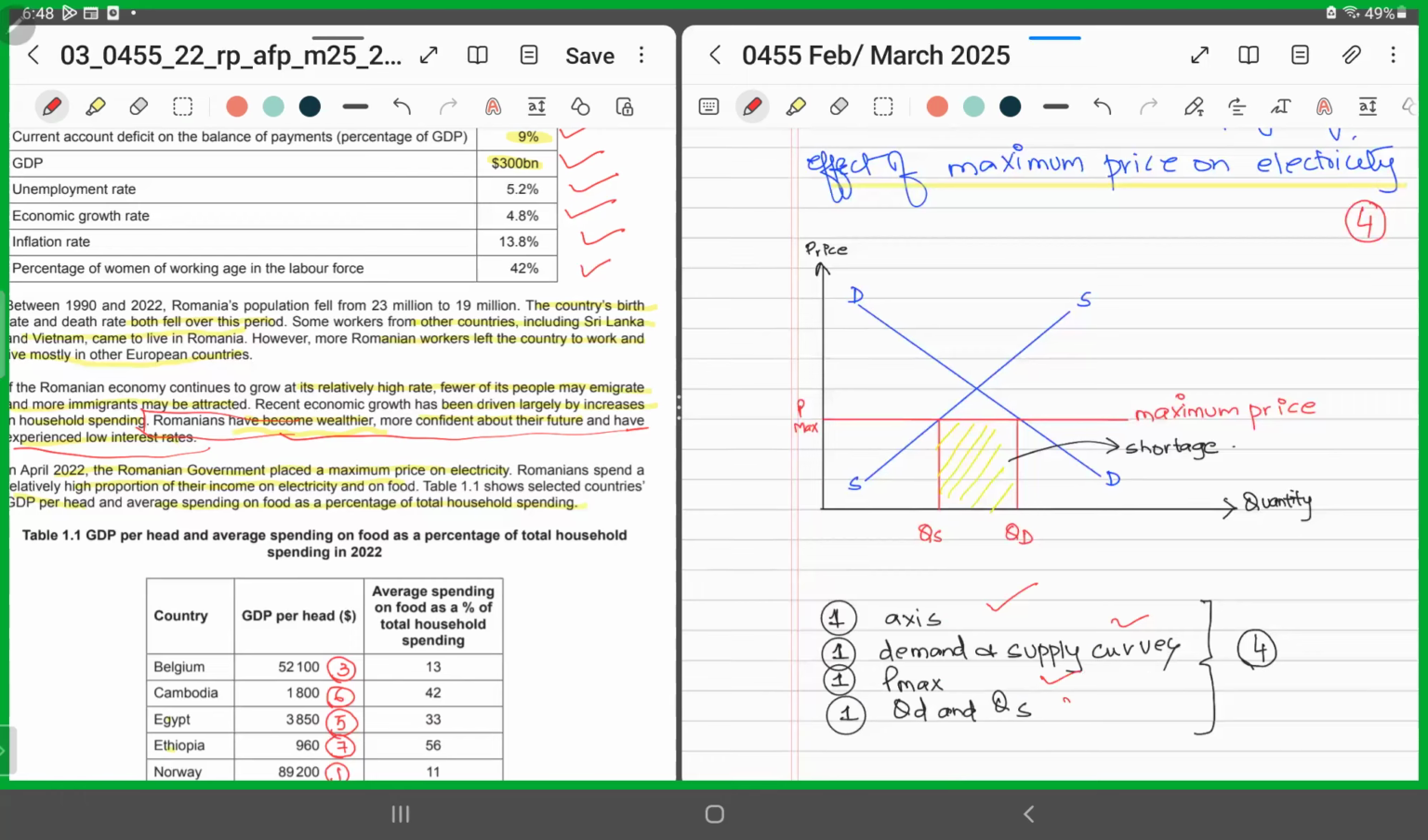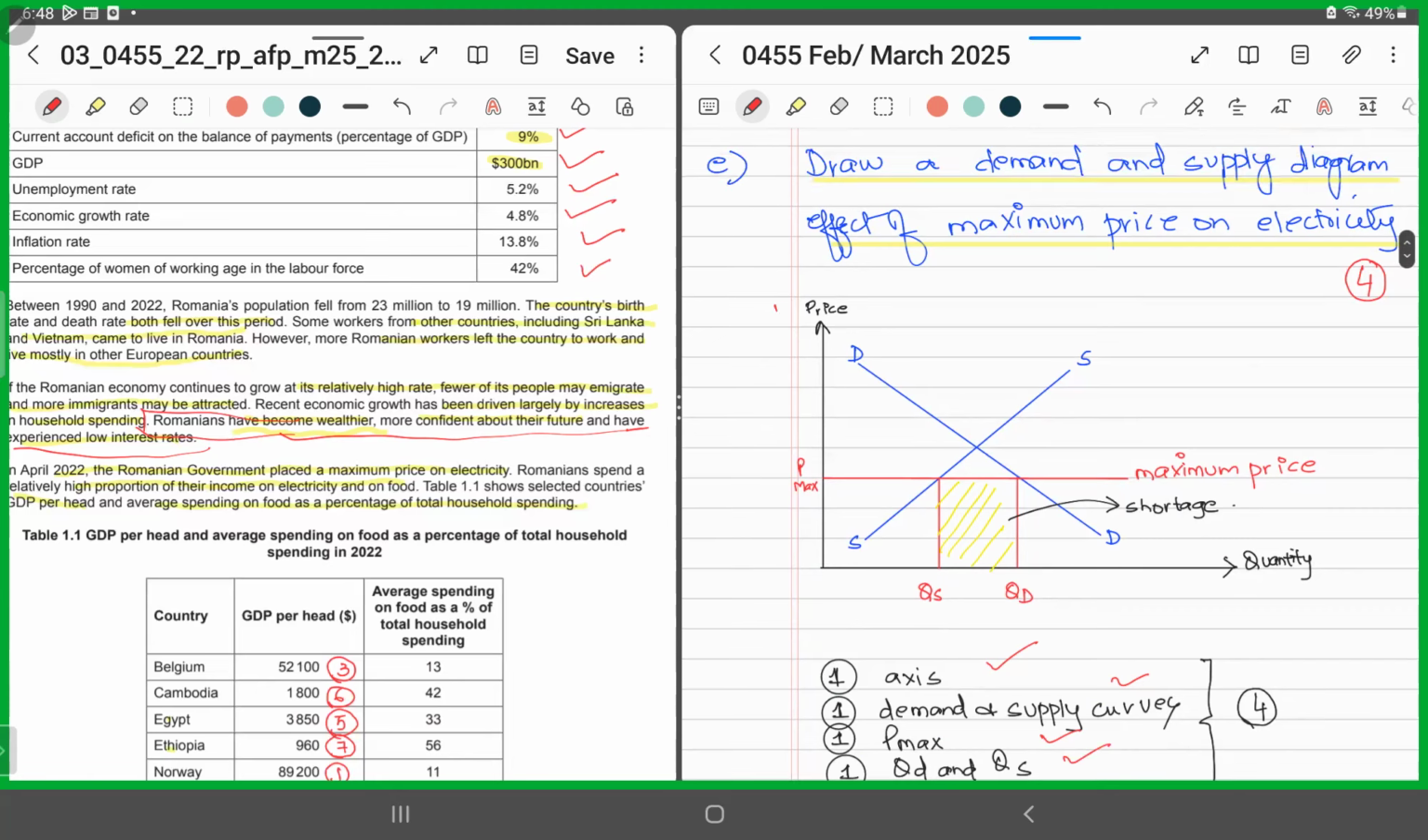on the horizontal axis. So what you will do is, on the vertical axis you will mention price, on the horizontal axis you will mention quantity. You will draw a normal downward sloping demand curve and an upward sloping supply curve. Now, we all know that a maximum price is a price that is set below the equilibrium price. So, if this was the equilibrium price, now since the government is setting a maximum price, it has to be below the equilibrium price. So, you'll put it here and you label it P max.